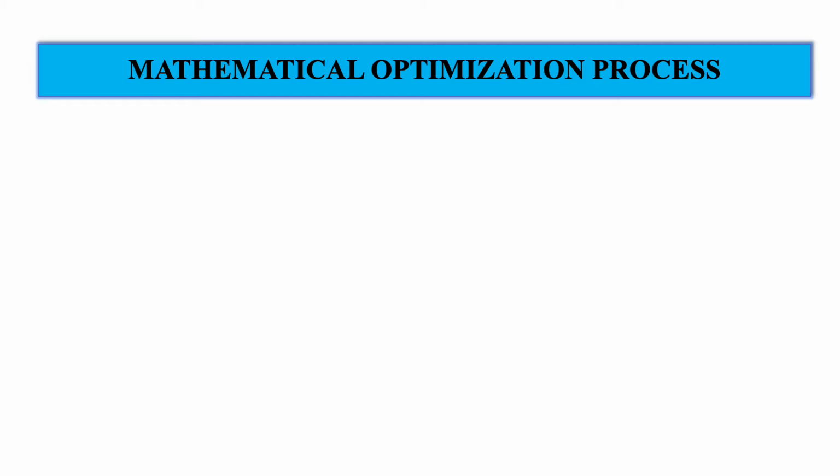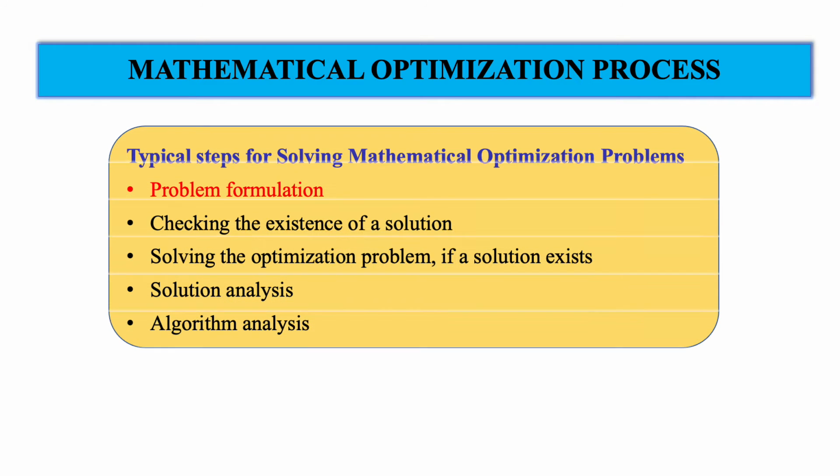Hello everyone. So in the last lecture we studied what optimization is. Then we saw how we can describe it mathematically, and we discussed some examples of optimization. Now in this lecture we are going to study the typical steps involved in solving a mathematical optimization problem.